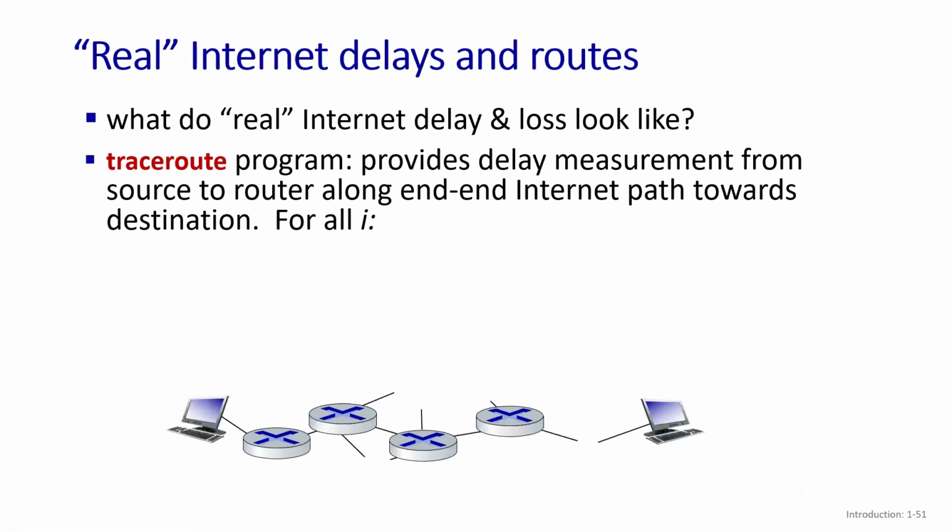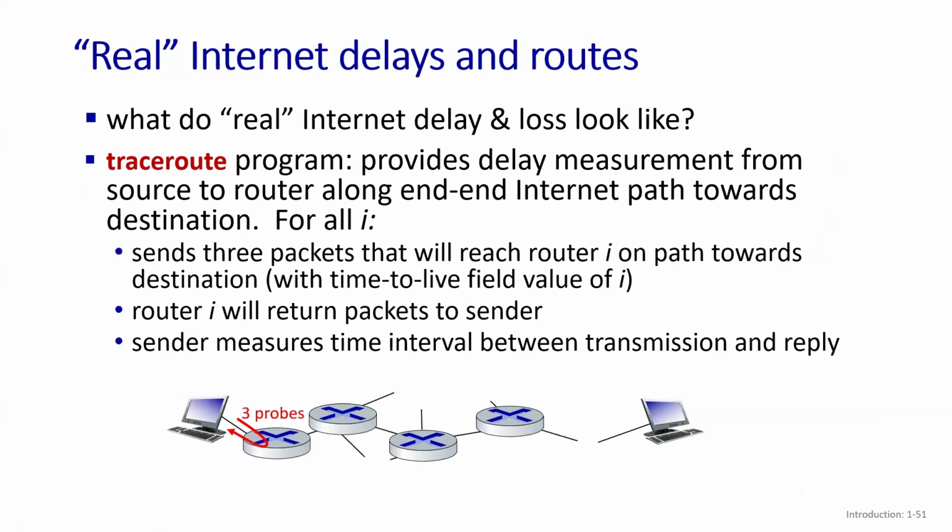Let's talk about the real internet delays and routes. How do the real internet delays look like? There is a program called traceroute that can be used to measure the delay in real time. What traceroute does is that it sends 3 probe messages to the first node. These 3 probe messages are ICMP packets, and then it calculates the time. How long did it take for these probe messages to go and then come back?